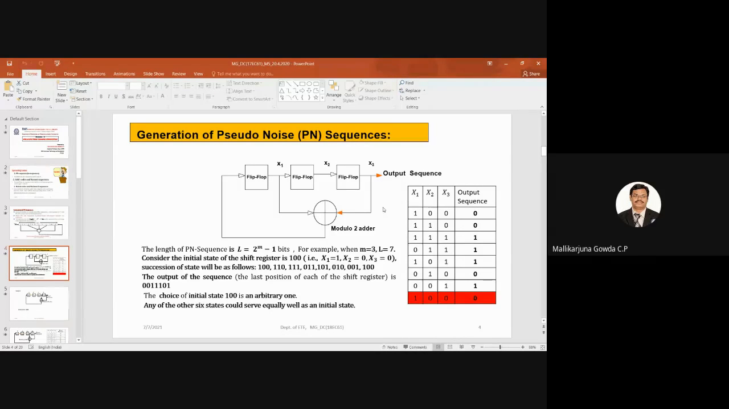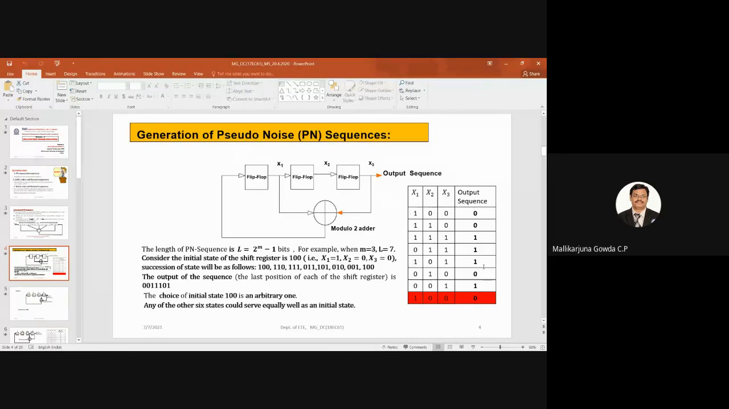I hope you all might have understood. For the first clock pulse, it is this. Then the second clock, third, fourth, fifth, sixth, seventh. After that, it again started repeating. See, it keeps shifting, right? And the output of this XOR will be fed as an input. After 0, 0, 1, again I will be getting 1, 0, 0. So what I can say is, here I am using 3 flip-flops.